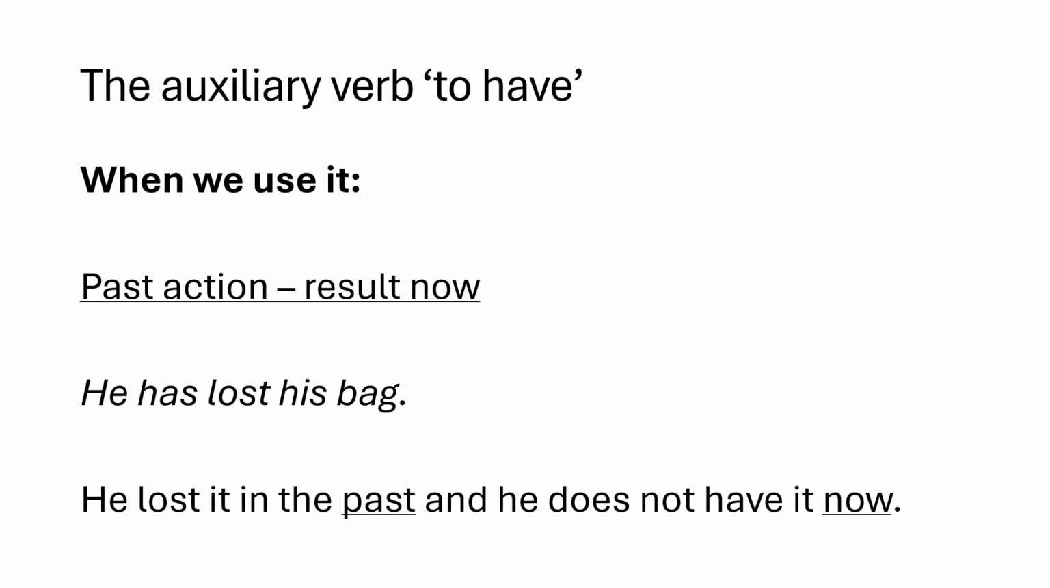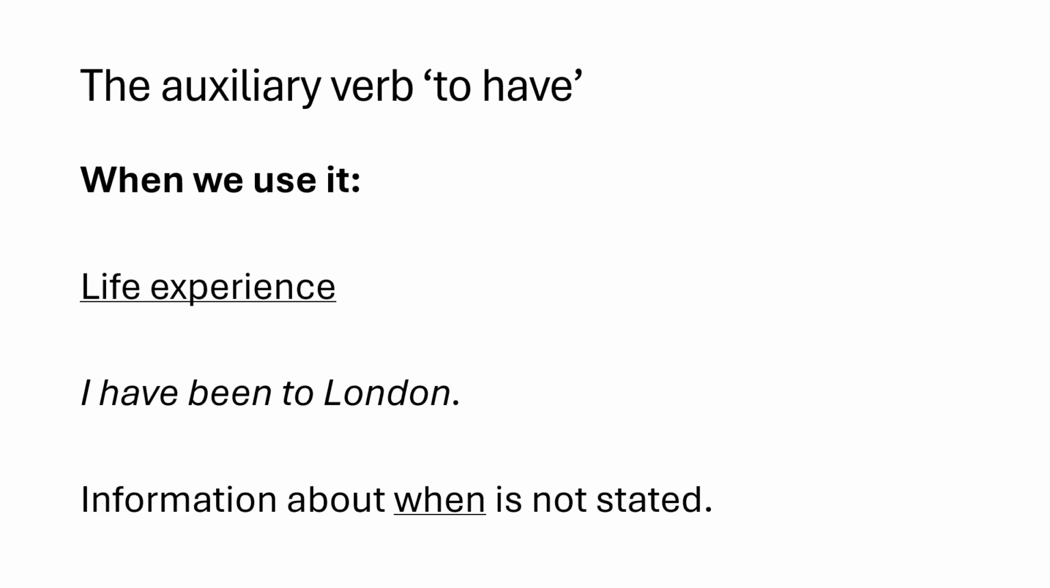We use the auxiliary verb to have when there is a past action with the result now. For example, he has lost his bag. He lost it in the past and he does not have it now. We use the auxiliary verb to have when talking about a life experience that happened in the past but is relevant now. For example, I have been to London. The information about when is not stated.